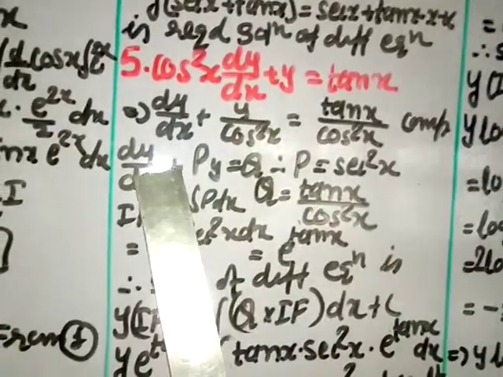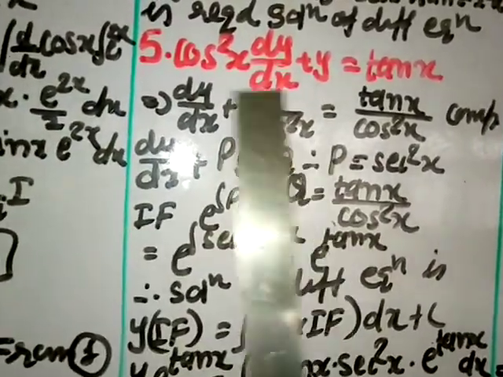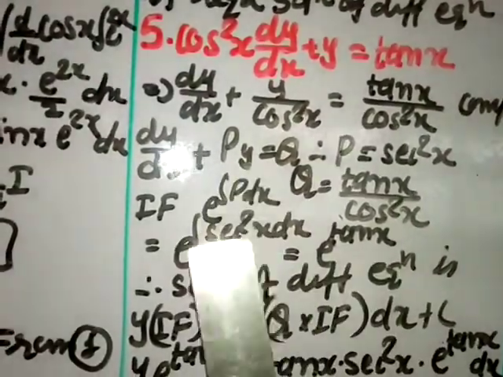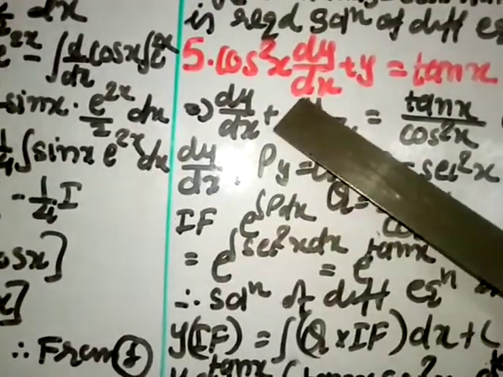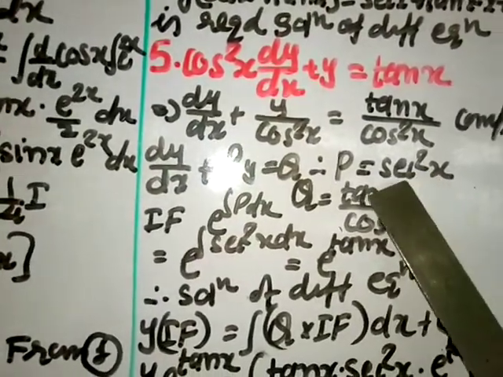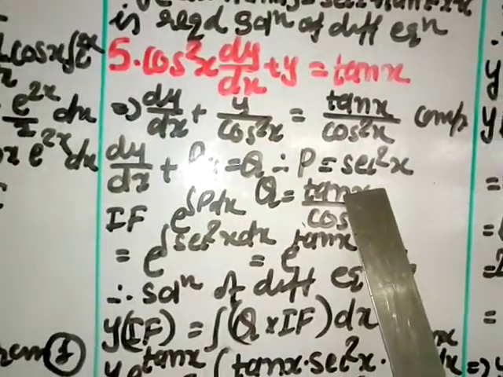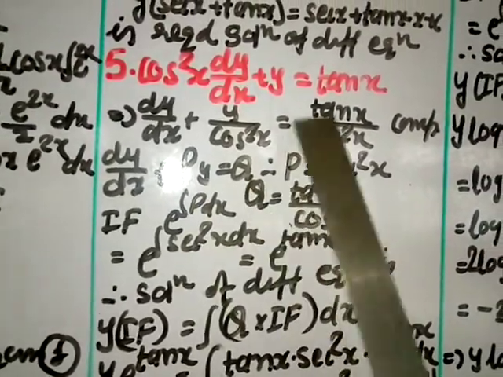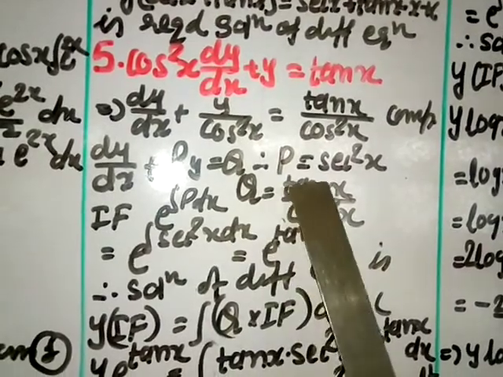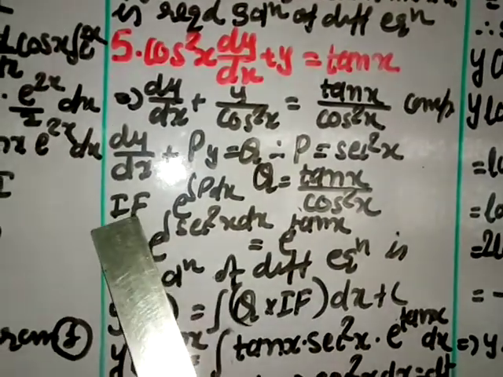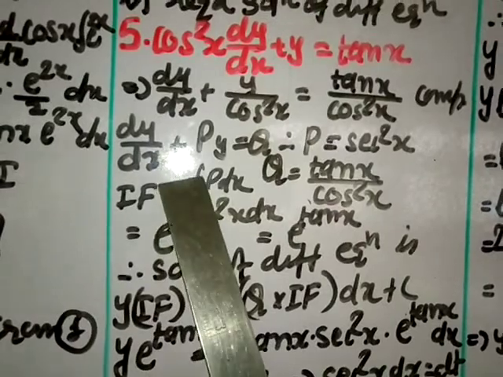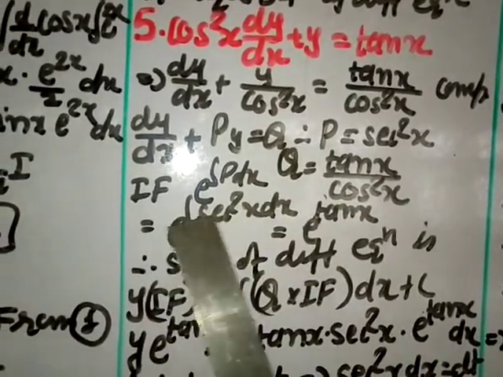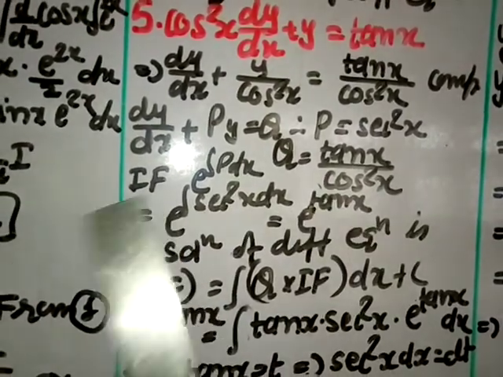Now comparing with the standard linear differential equation dy/dx + P y = Q, here P is 1/cos² x, which can be written as sec² x, and Q is tan x divided by cos² x. Now the integrating factor is e^(∫P dx), that is e^(∫sec² x dx). The integral of sec² x is tan x, so e^(tan x) is your integrating factor.